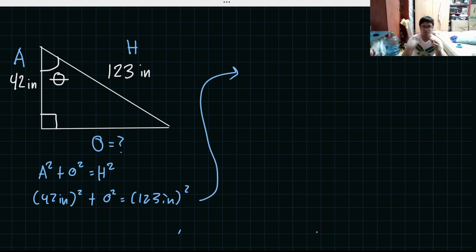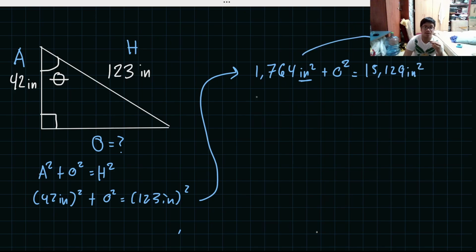First, let's get the squares of the two numbers, right? Let's start with 42 squared. 42 squared is 1,764 inches squared. Don't forget to square the inches, by the way. All right. So plus o squared is equal to the square of 123. So this would be 15,129 inches squared.